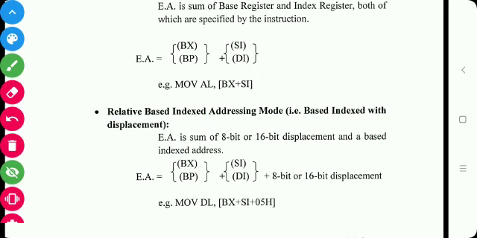The example is MOV DL, [BX + SI + 05]. This is the addition of one base register, one index register, and the displacement, which is 05H.